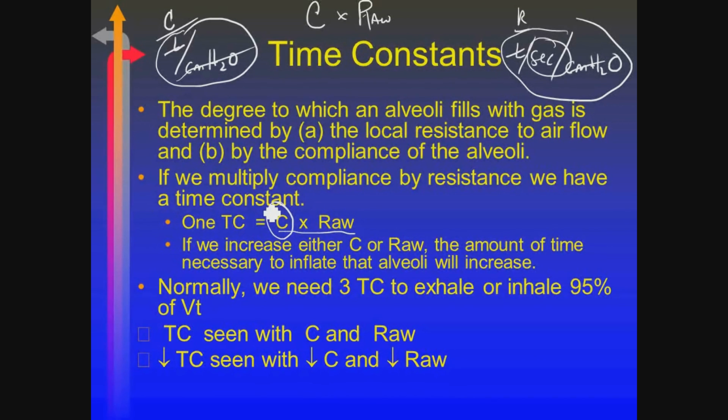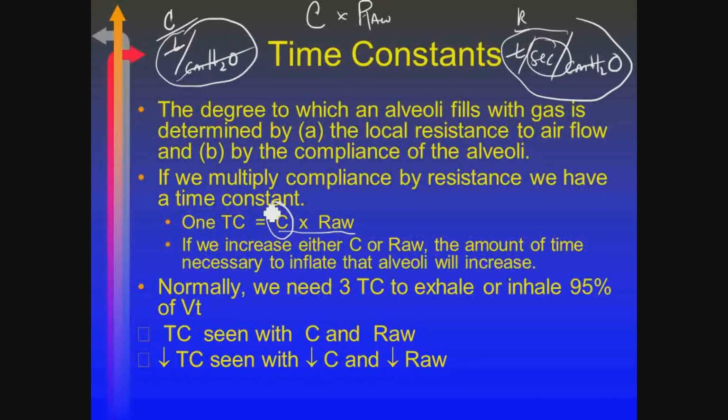Tell me about my COPD patient. What about their compliance and their resistance? They have a high resistance. They have a high compliance too, don't they? Especially the emphysema patients, that component. So those patients have a time constant that is really high. What does that mean? Well, it means that I have to allow for extra time for them to exhale. Time constants come into play with that group of patients more so than pretty much anybody else.